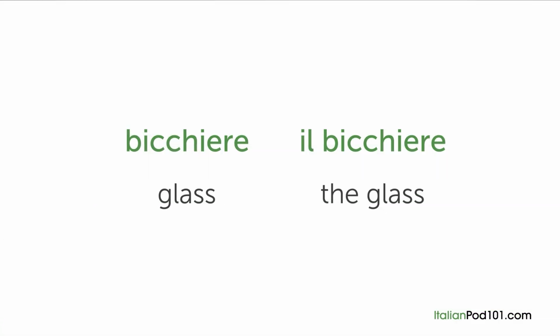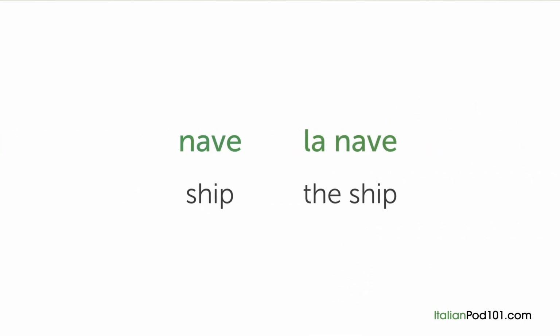For example, take bicchiere, meaning glass, which is in that third category of nouns ending in E. The right article for bicchiere is il, so il bicchiere is masculine. How about nave, meaning ship? The right article for this one is la, so la nave is feminine.